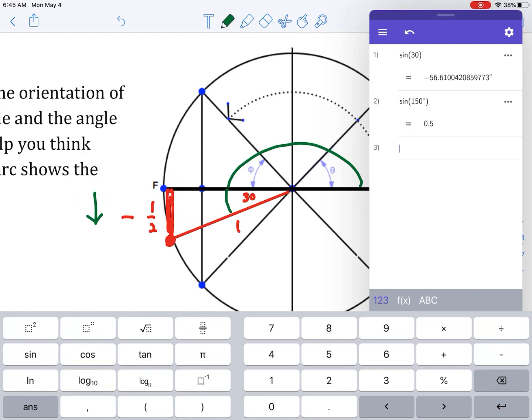I would go sine of negative 0.5. That's not what I needed. Oh no, I'm sorry. Sine of 210 should be negative 0.5. Yeah, there we go. So sine of 210, and that's why it's negative 0.5.